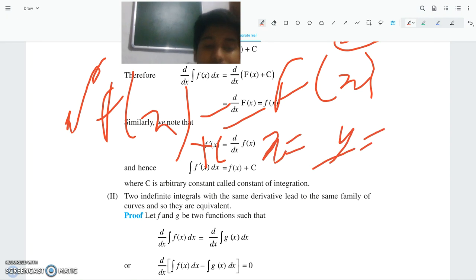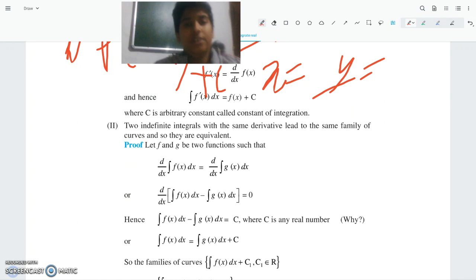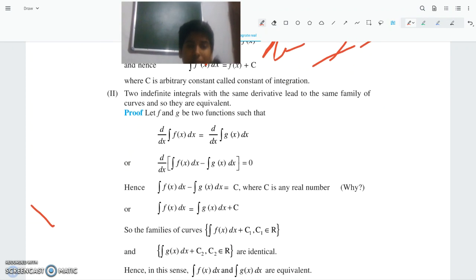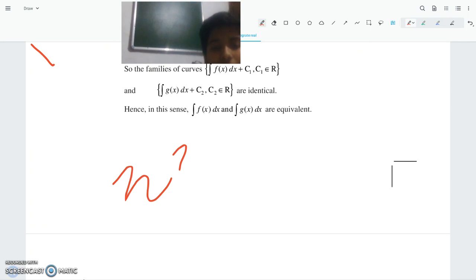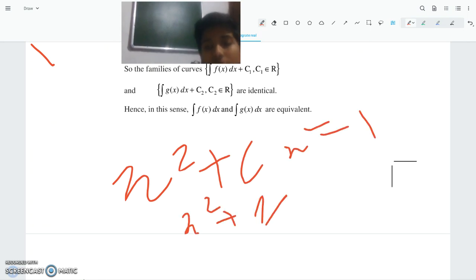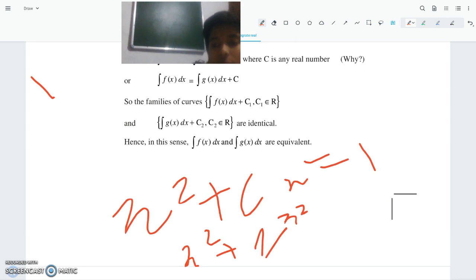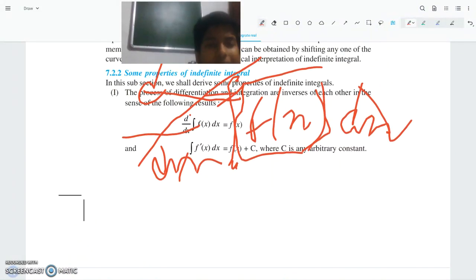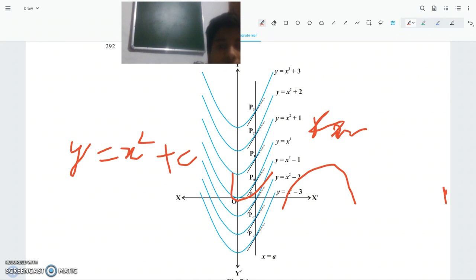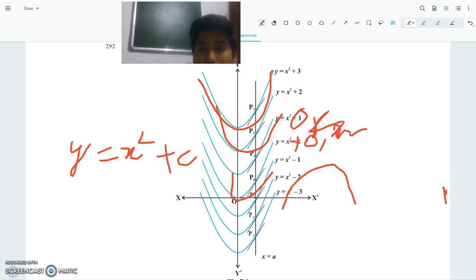Now moving further, it is given that the family of curves means x square plus c, where c could be x square plus 1, x square minus 1, x square minus 3. There was a diagram to depict that. As you can see, this is the family of curves: the same angle, everything is the same, just the constant is changing. It could be plus or minus, or 0. Only the constant is changing, the variable is the same.